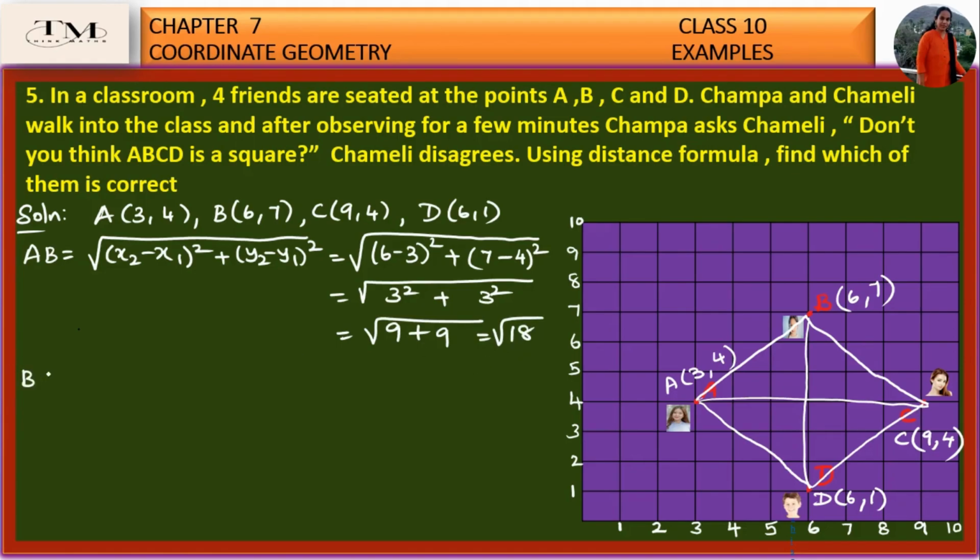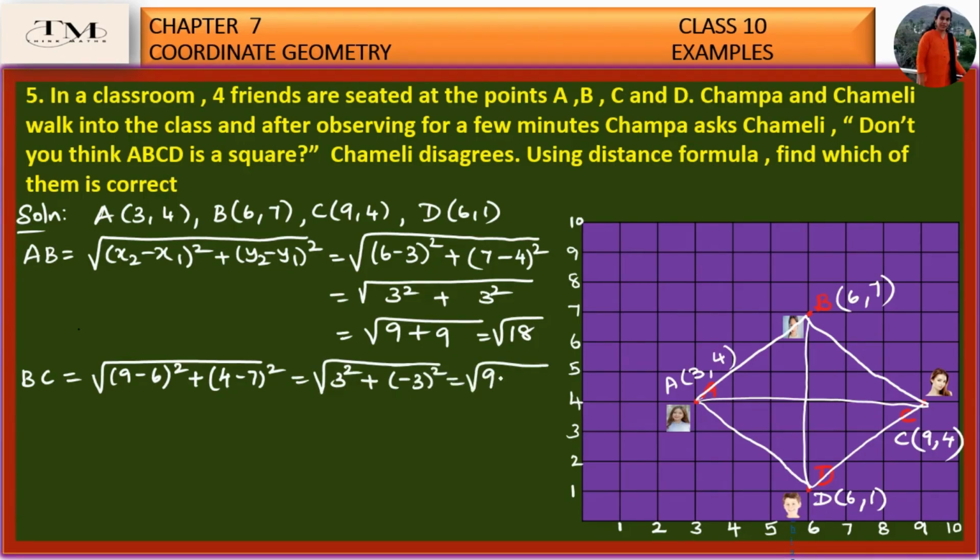The same way, find BC. So BC is nothing but 9 minus 6 whole square plus 4 minus 7 whole square. So 9 minus 6 is 3 square. 4 minus 7 is minus 3 whole square. So what is 3 square? 3 square is 9. Minus 3 whole square is also 9. So 9 plus 9 is 18. So root of 18. So keep this as such.